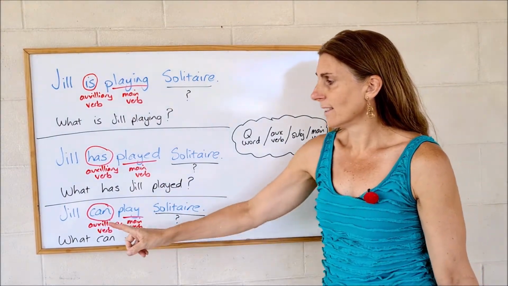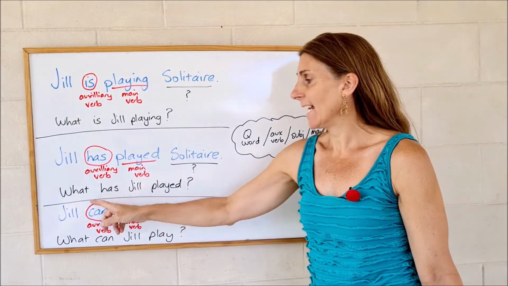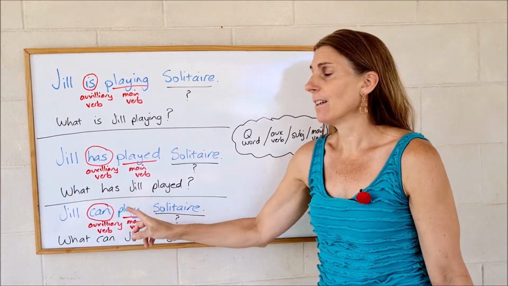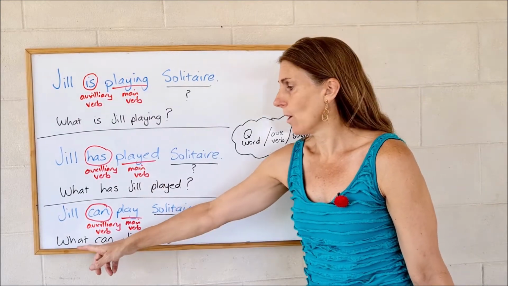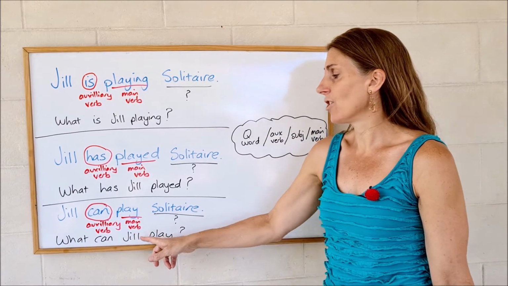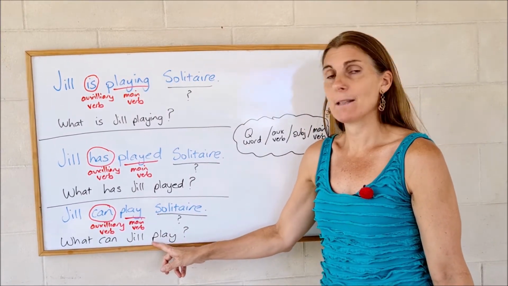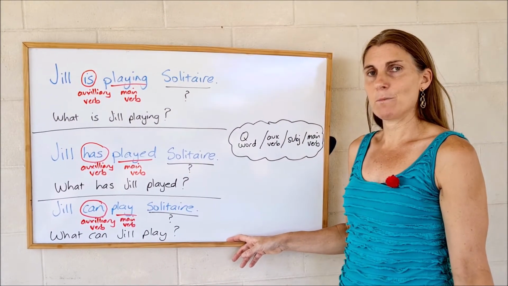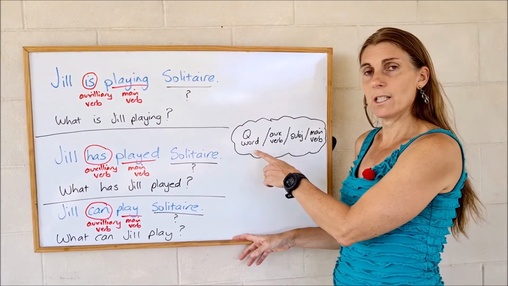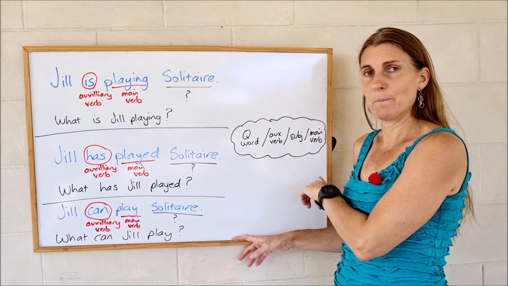One more. Jill can play solitaire. Again, here our auxiliary is can. Play is the main verb, so we keep it the same in the question. What can Jill play? Can is the auxiliary verb, play is the main verb. So all of these still have that same structure of question word, auxiliary verb, subject, and main verb.